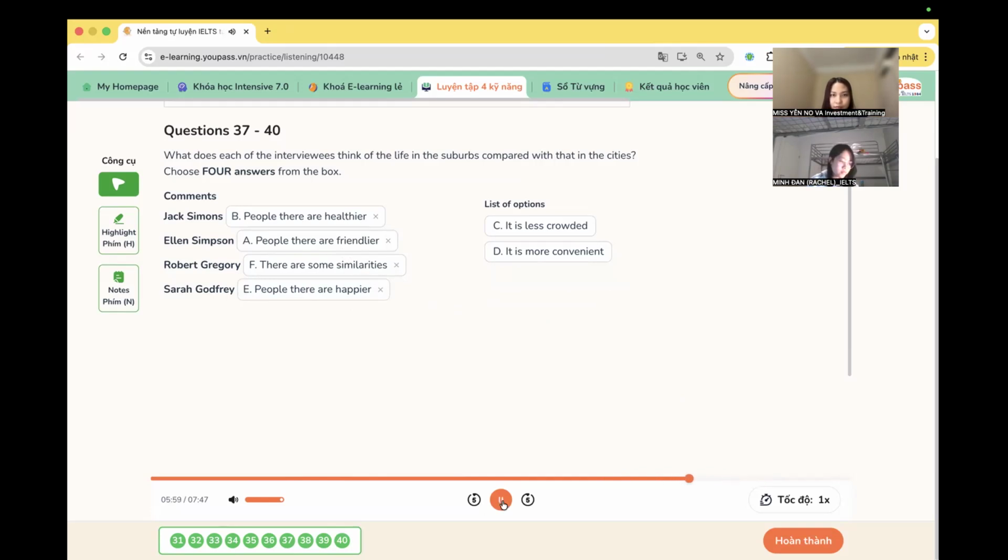Adjusted to living here now. We talked to an engineer named Robert Gregory. Okay. Go back a little bit. Ellen Simpson, a housewife, style compared with their city counterparts. Ellen prefers to live in suburban areas and has adjusted to living here now.